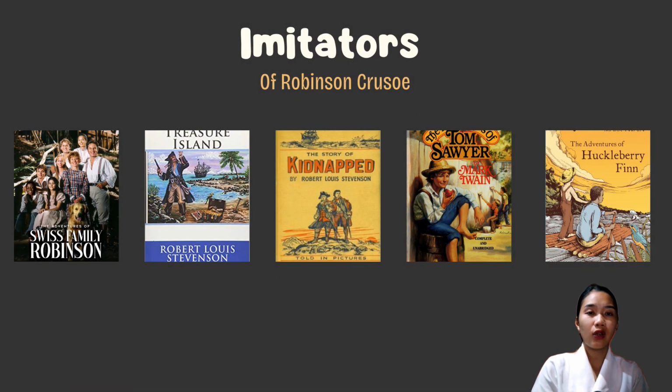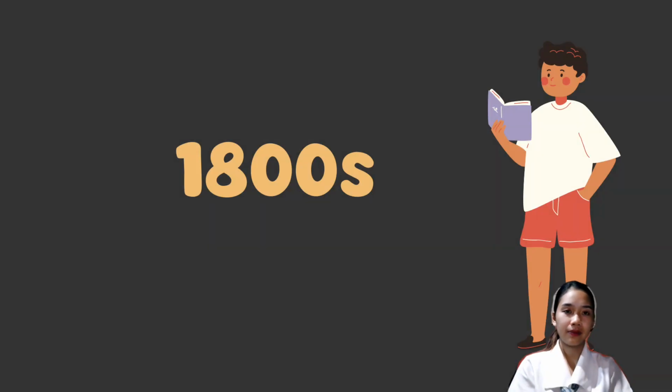So there are a lot of imitators of the book Robinson Crusoe, such as the Swiss Family Robinson, Treasure Island, Kidnapped, Tom Sawyer, and Huckleberry Finn.